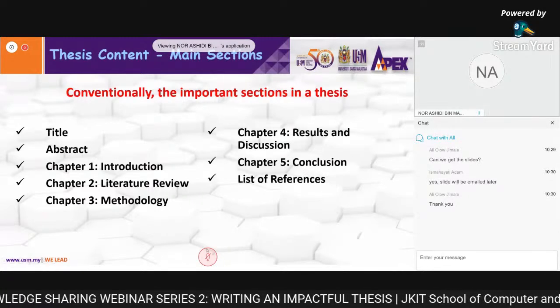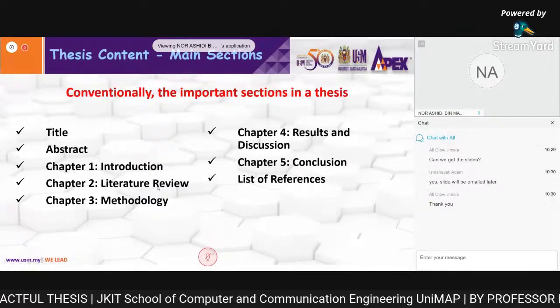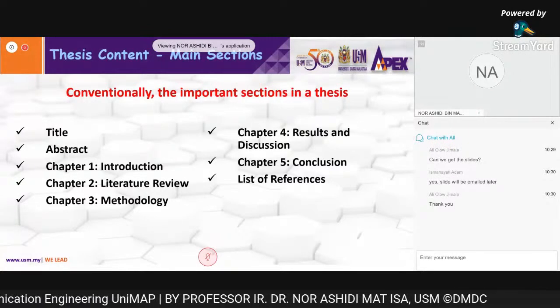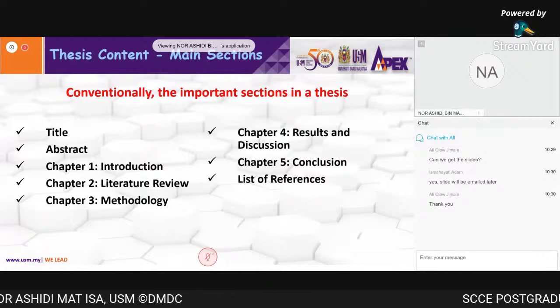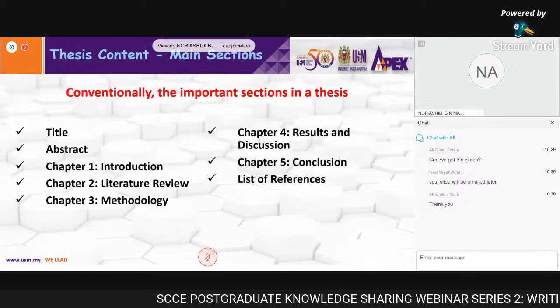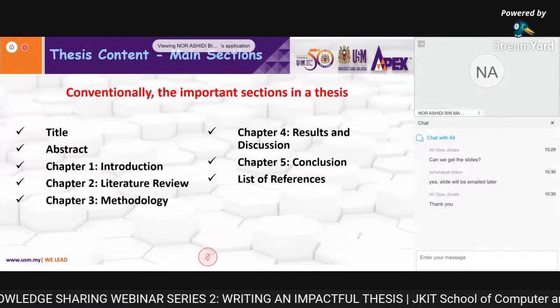So this for me is an important section. There is another section, the contents section, list of abbreviations, list of symbols or whatever. I will not touch on that because I want to touch on the main body of your thesis. So these are the 8 main body sections in your thesis, and you need to make sure that they are properly presented.